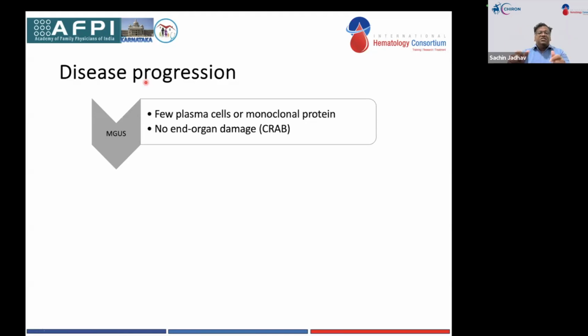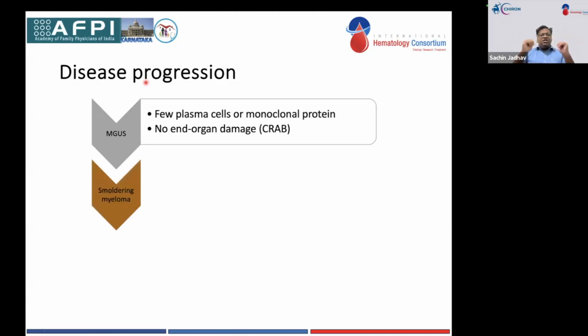This is the first stage of multiple myeloma. This is a stage where, yes, there are a few cells, but not that much. And what do you do? Nothing. Wait and watch. It's too small. And if we try to treat it, the side effects will be more and benefits will be very less, because MGUS patients can progress to myeloma.